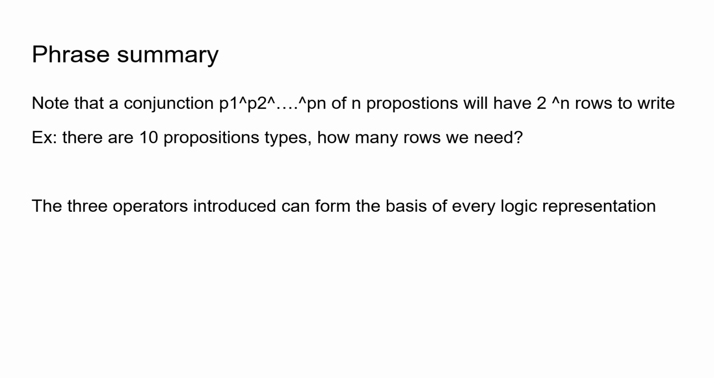There's an exercise about this. If there are 10 proposition types, how many rows do we need? You can stop the video and write it down on paper or whatever, and you will find the answer is 1024. It is 2 to the power of 10.